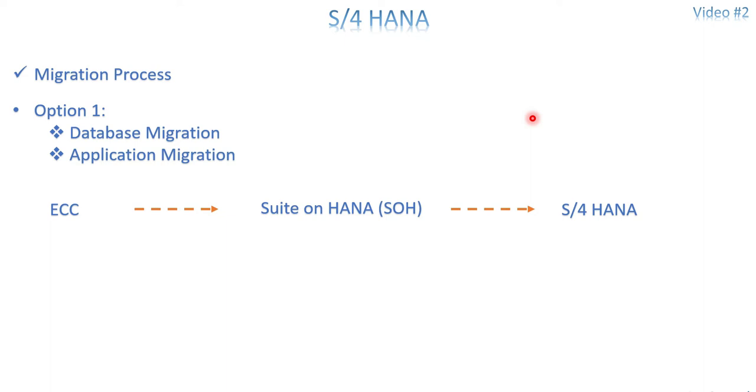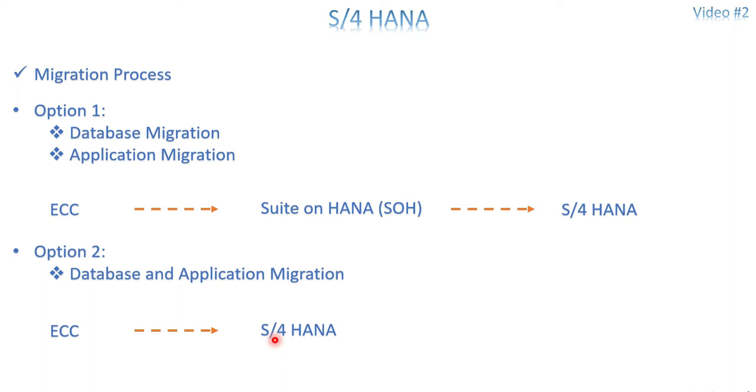Database migration is like, first you go from ECC to Suite on HANA, and then you go to S4 HANA. This is not compulsory, but it is a way they used to do it. If you say option 2, I want to go with database and application together, I'm comfortable, my users are comfortable, then you go from ECC to S4 HANA directly, and you don't need SOH. So SOH is an optional part. If you need it, go ahead with it. Otherwise, you can ignore it.